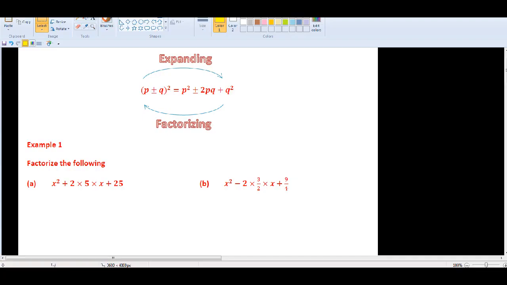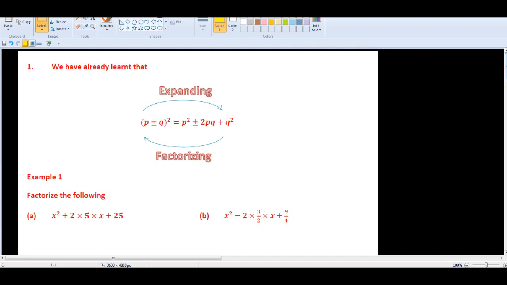Okay, so do you still remember that? That's the expanding of a perfect square. If you've got a binomial (p + q) or (p - q) squared, then you will have p squared plus or minus, it depends on the sign in the bracket. If the sign in the bracket is plus, then it will be plus, otherwise it will be minus, 2pq plus q squared.